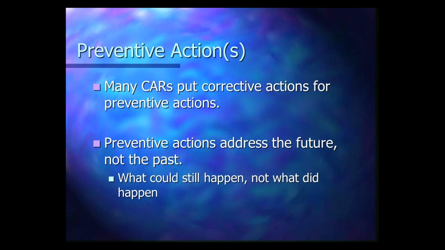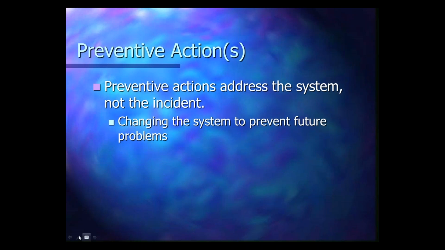Many corrective action reports will put corrective actions for preventive actions. This is not appropriate. Preventive actions address the future, not the past: what could still happen, not what did happen. If they were addressing what did happen, they would be corrective actions. They should address the system, not the incident, and involve changing the system to prevent future problems.